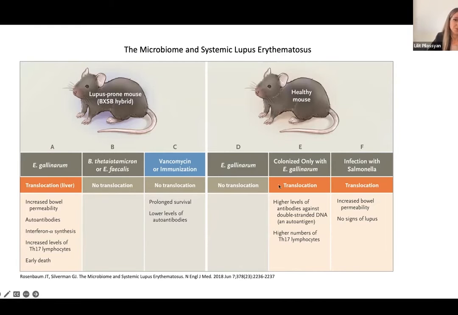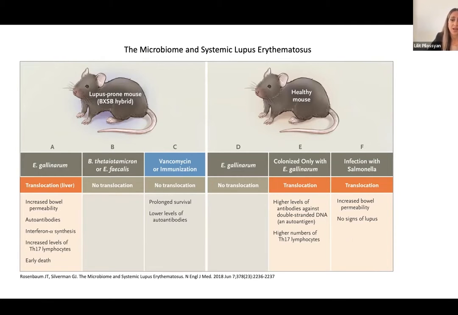Then they tried to colonize only with E. gallinarum, so a higher load of it. And there was translocation and some antibody production against double-stranded DNA and some lymphocytes, but not as bad as the lupus-prone mice. And then they tried to infect it with another bacteria, such as salmonella. There was translocation, but there were no signs of lupus.